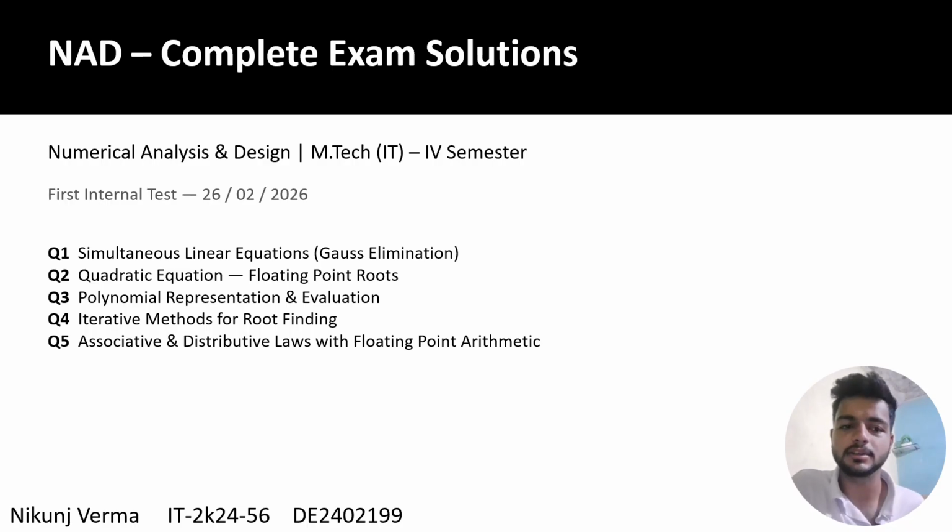So today we'll be solving the internal one question paper of our subject NAD. In this paper, we have five questions. Question number one is simultaneous linear equations. Question number two is quadratic equation using floating point. Question number three is polynomial representation and its evaluation. Question number four is iterative methods for finding root. And question number five is associative, commutative and distributive laws with floating point arithmetic.